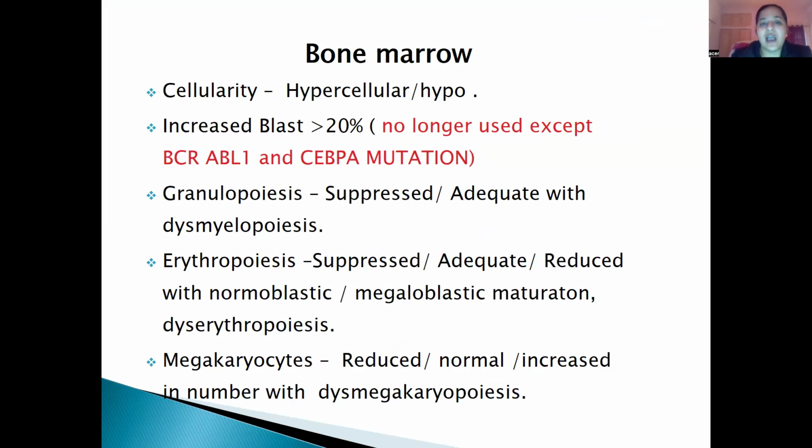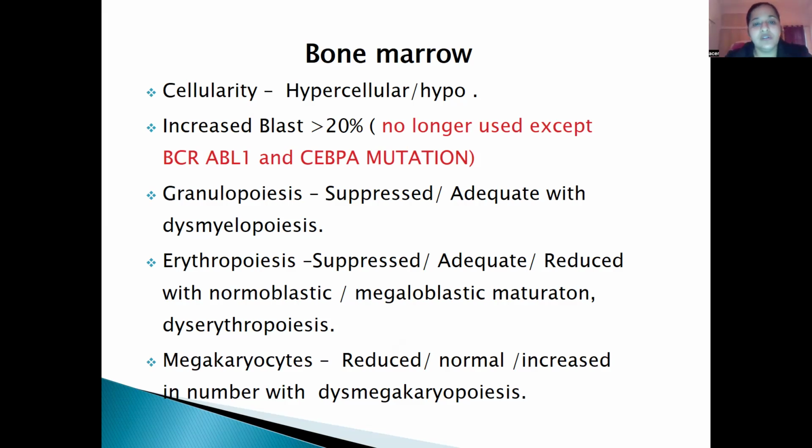So bone marrow will be hypercellular. There will be increased blasts, greater than 20%. What happened in AML was there was a criterion that the blast should be 20%, but that is no longer followed except in two conditions, that is the BCR-ABL1 and the CEBPA mutation. These are the only two conditions, and mark it, this is a PG question, PG needs a direct question. In which two conditions is a blast percentage greater than 20% required? It is required in only two conditions: number one, BCR-ABL1 mutation, number two, CEBPA mutation.